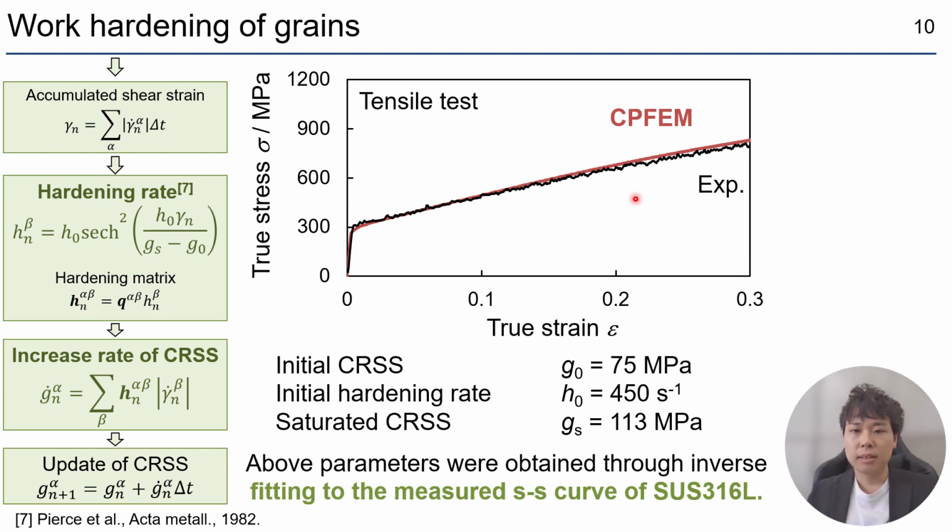In the Pierce hardening model, each slip system starts with an initial CRSS g0. As shear accumulates on that system, its resistance increases and gradually approaches the saturation value gs. So hardening becomes weaker at large strain.